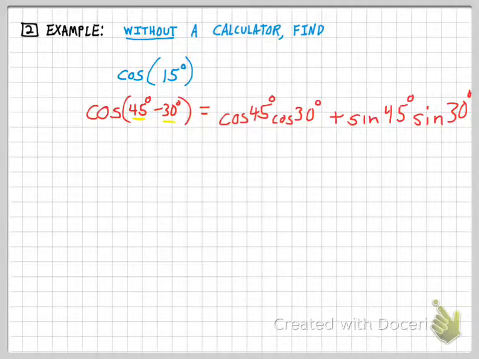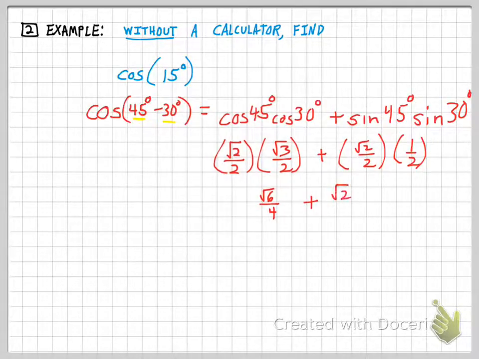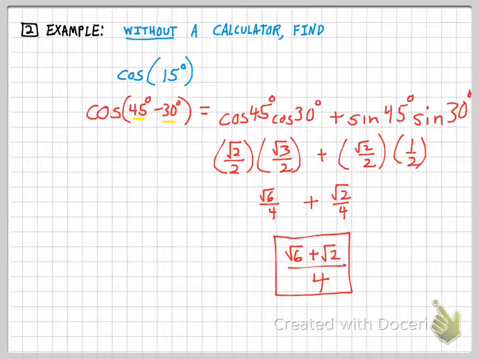Again, pull out your unit circle if you need to, but at this point you should know these pretty well. I'd have the square root of 2 over 2. The cosine of 30 is the square root of 3 over 2. And the sine of 45 is the square root of 2 over 2. And the sine of 30 is a half. Multiplying these out, I get the square root of 6 over 4 plus the square root of 2 over 4. And since you have a common denominator there, you can write your final answer as the square root of 6 plus the square root of 2 over 4. Be careful, you can't do anything with the numerator there. The only way you can add square roots is if you have the same number inside the radical.